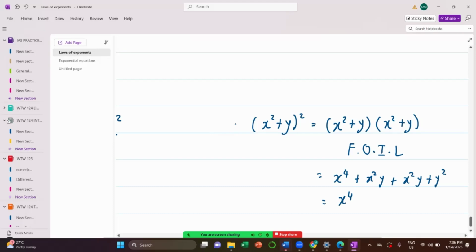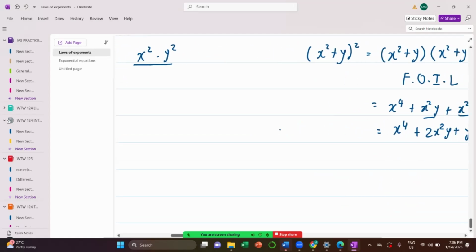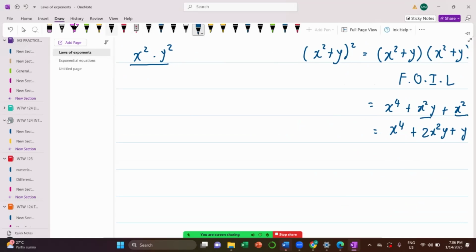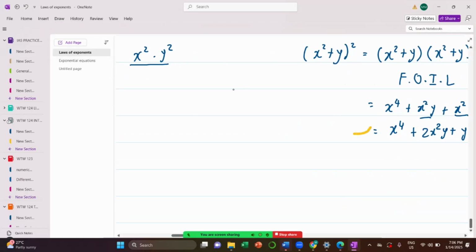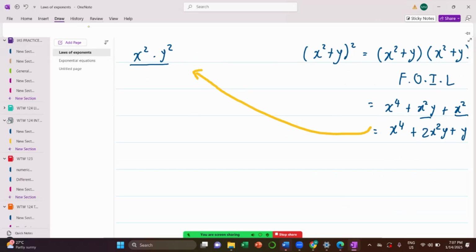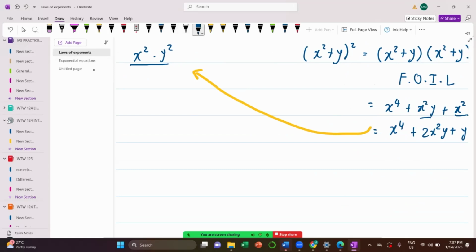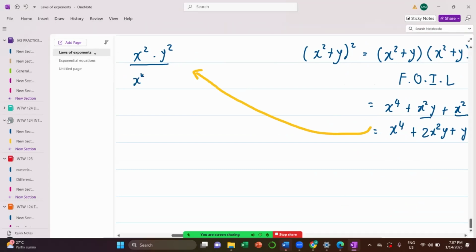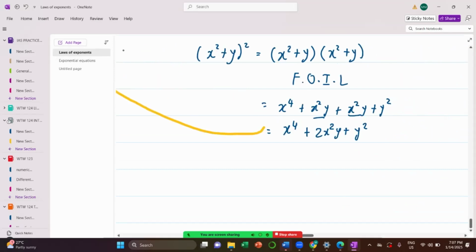It has no other like term, but these two are like terms, so I can add them. So I'm going to have plus 2x squared y plus y squared. So that's what now I can put as my denominator. So I'm going to take this, I'm going to take that, and now put it as my denominator there. So let me continue and put it there. So I'm going to have all x4 plus 2x squared y plus y squared.